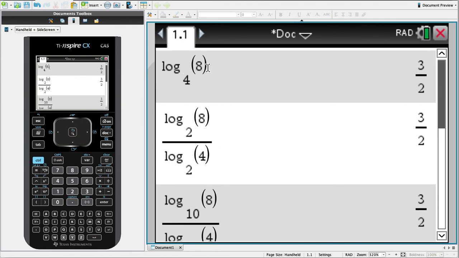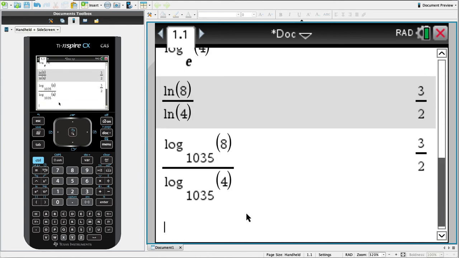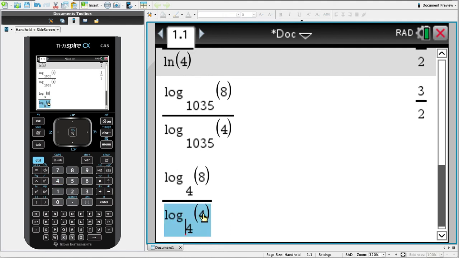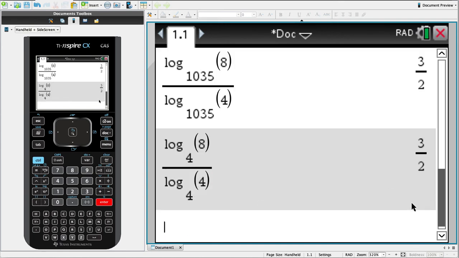Now, of course, log base 4 of 8, if I just take one more look at it, I could rewrite log base 4 of 8 using a base 4 here and here. And when I do that, the denominator, log base 4 of 4, is just 1. And so we end up getting log base 4 of 8 divided by 1, which is 3 over 2 again.